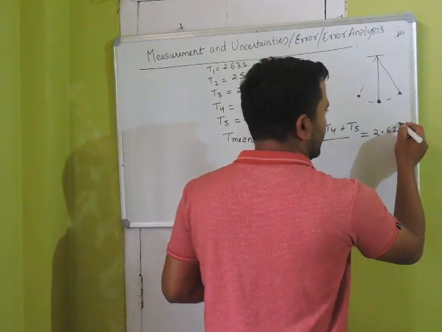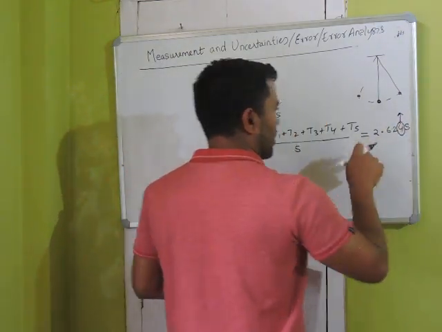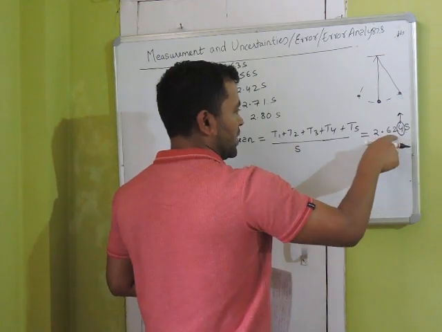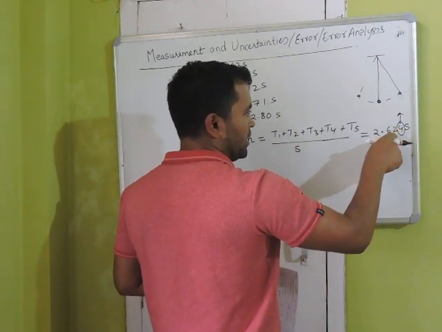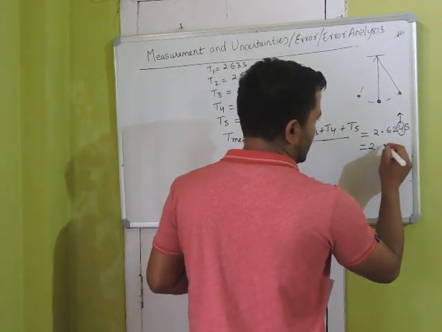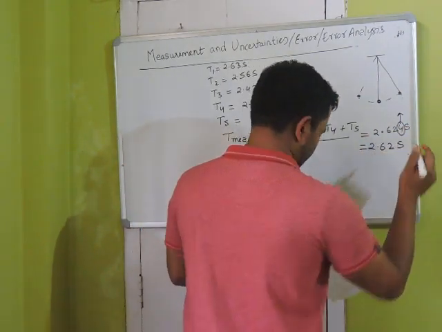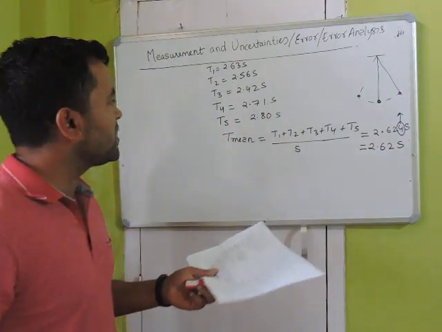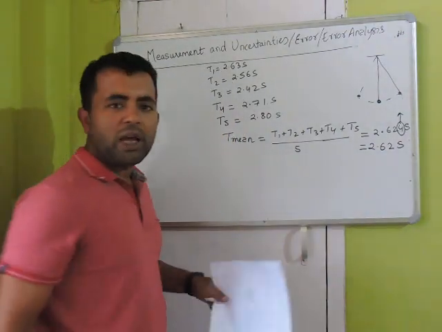So I will drop this and round off. If I drop 4, I don't have to change this. If this number is 5 or more than 5, then only we change it. So this is 2.62 second. This is the average time period, but this is also called the true time period.